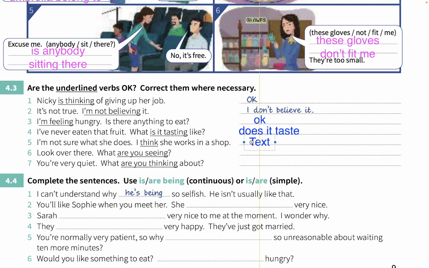Next question, number 5. Anyone want to try and read this? I'm not sure what she does. I think she works in a shop. Okay. Yes, number 5 is correct. Number 6. Maybe Aiden, wanna try and read this?